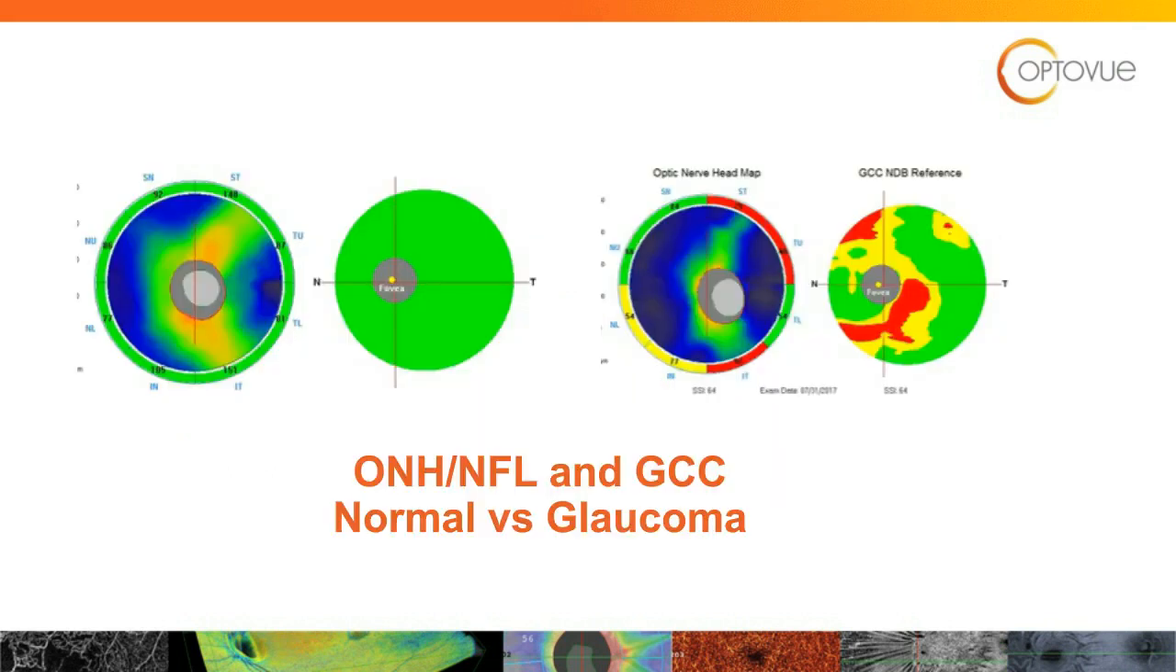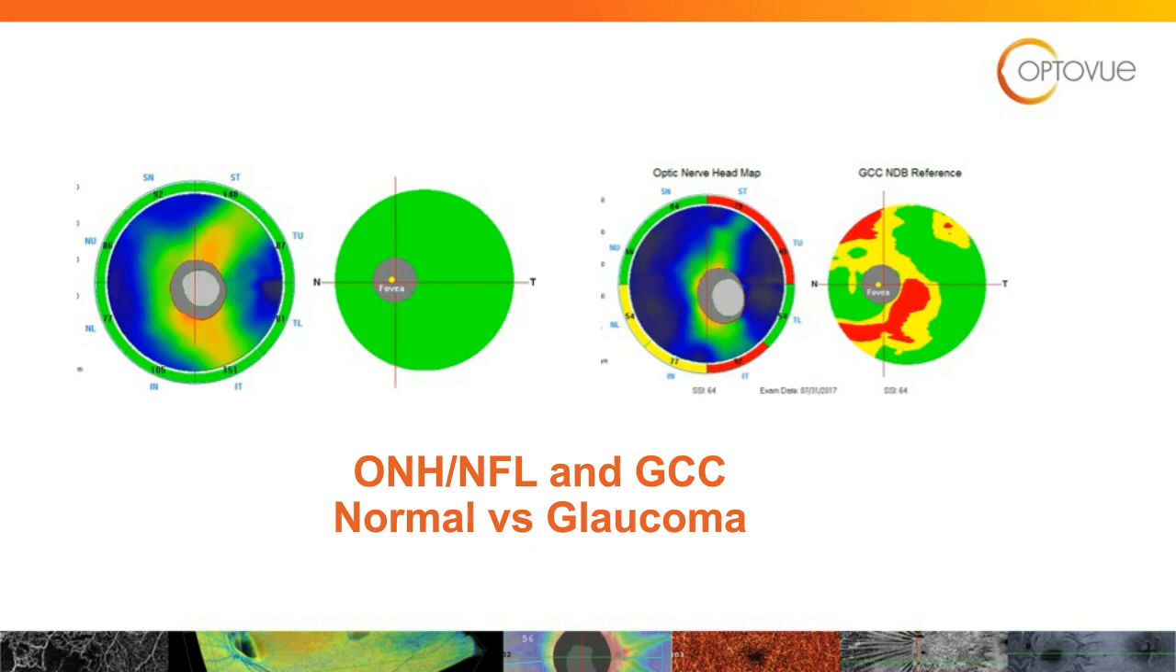So let's just take a look at a couple of examples. On our left, we can see an example of great nerve fiber layer and great ganglion cell complex. Again, just because we're seeing green doesn't necessarily mean that there is or isn't glaucoma, but when we look at the pattern, we can feel pretty good about the thickness of those.